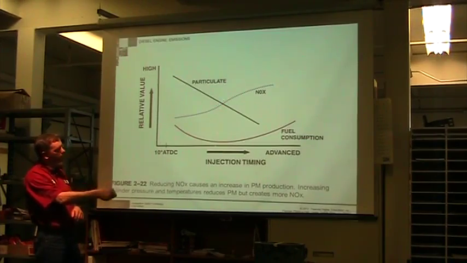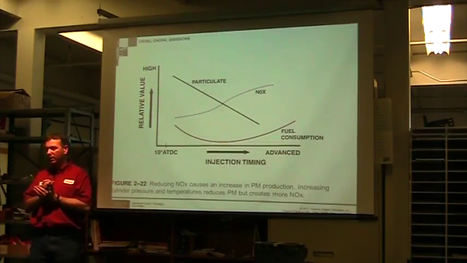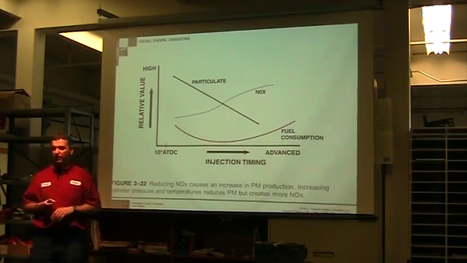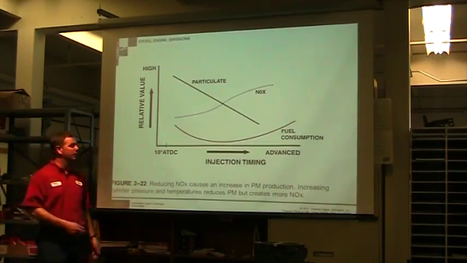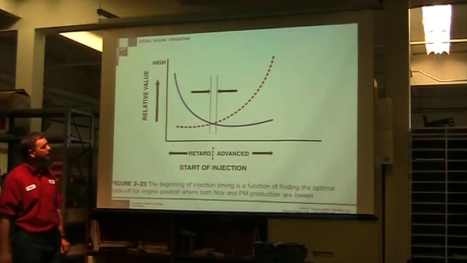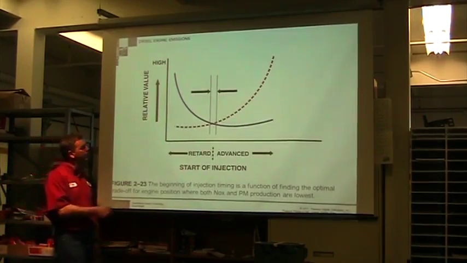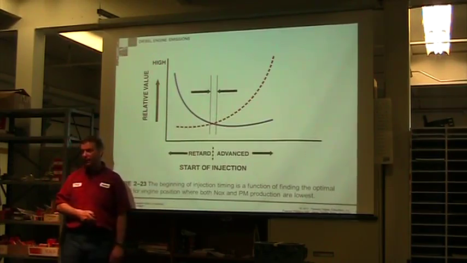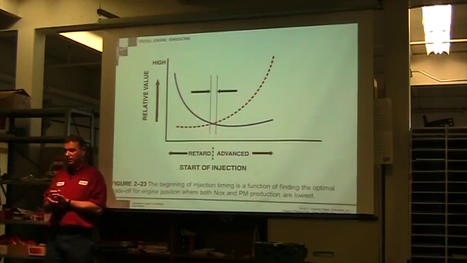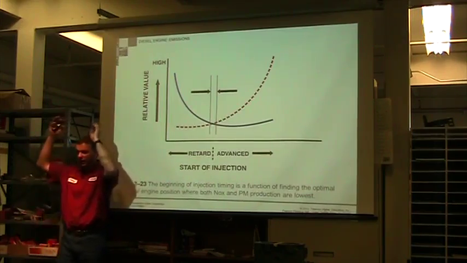So here's our line. We have particulate matter, we have our NOx, we have fuel consumption. You can actually see that low fuel consumption and our happy medium between the two kind of all fall in the same line. So if we can maintain that line all the time, then we're good. How do we do that? Common rail electronic fuel injection system. So we change the timing, we retard it, we advance it, we play with that. Again, there's a happy medium. We want to be in there.